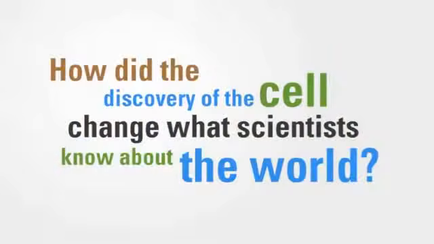By the mid-1800s, the very basic ideas of what we now know about cells were formed. These ideas, based on repeated observations, were put together as a theory, the cell theory. How did the discovery of the cell change what scientists know about the world?